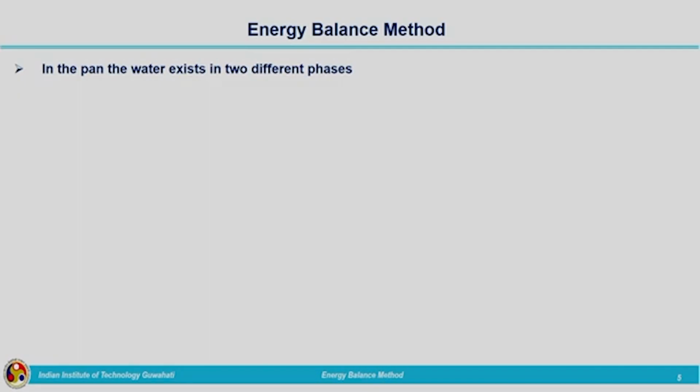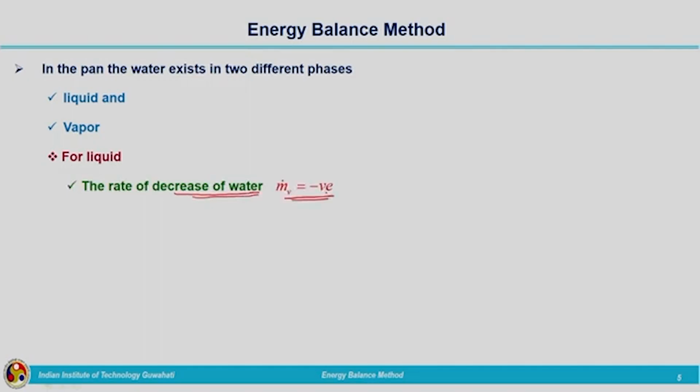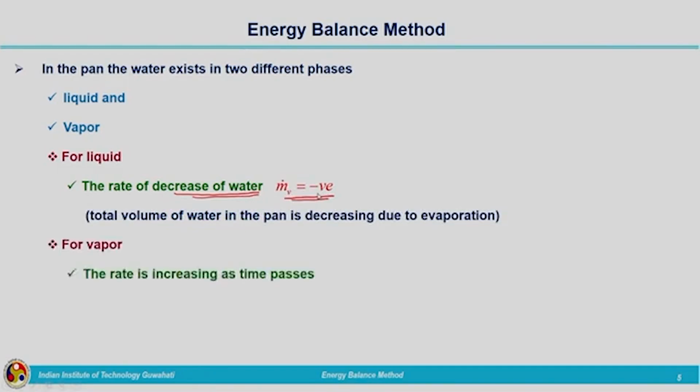For liquid, what is the change taking place? The level height of the liquid is reducing. So, mass m dot v will be negative for the process of evaporation. The rate of decrease of water is taking place as far as the water present in the pan is considered. Now, if you are talking about vapor, this is positive. The rate is increasing as the time passes, and that is m dot v is positive.